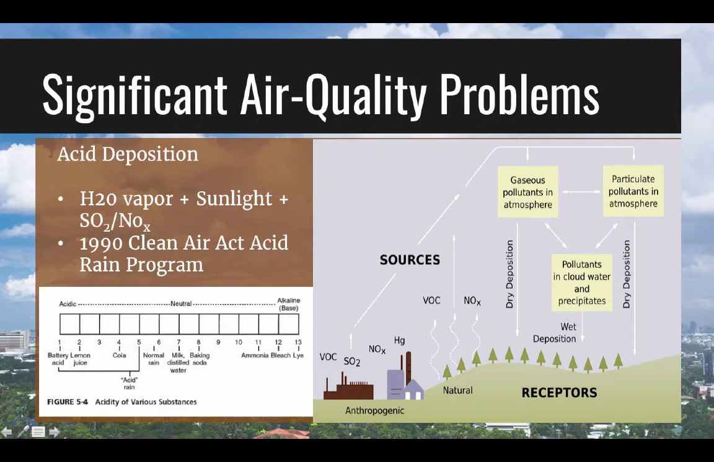Acid deposition is created when sulfur dioxide or nitrogen oxides react with sunlight and water vapor to form acids, which fall to the earth as deposition. Wet deposition may be snow or rain, and dry deposition may be in the form of dust or gases.